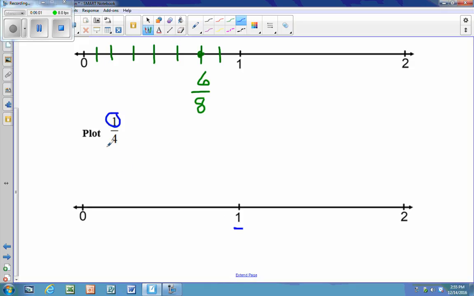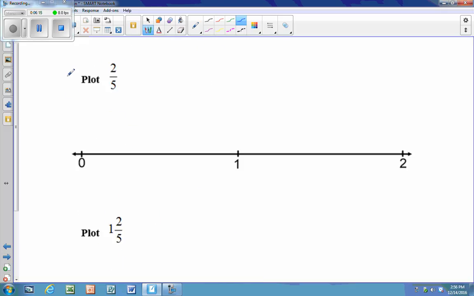I'm splitting it up into 4 pieces because it's out of fourths. 4 pieces means 3 equal lines. And I'm going to the first spot, so this is 1/4. Next we have 2/5. So it's less than 1, so I'm splitting it up into fifths. And the second line tells me 2/5.